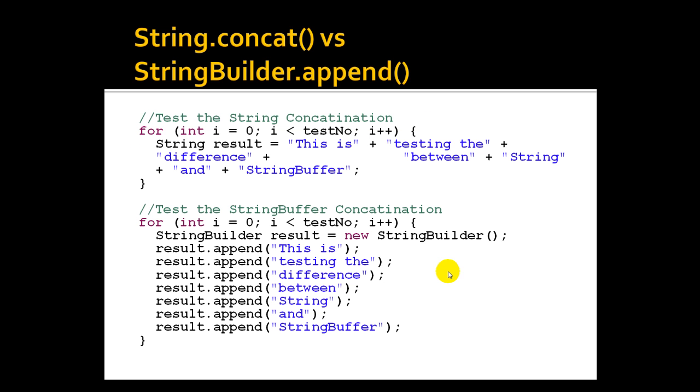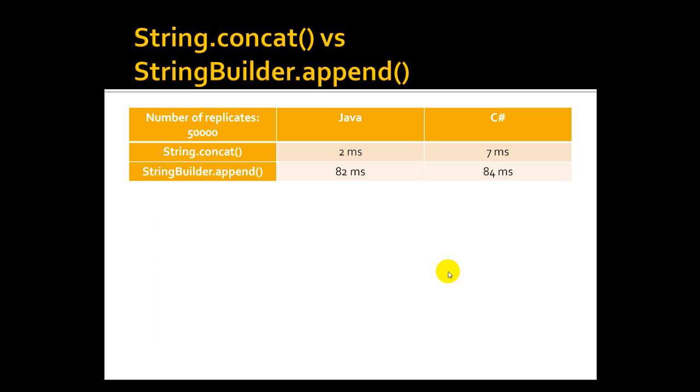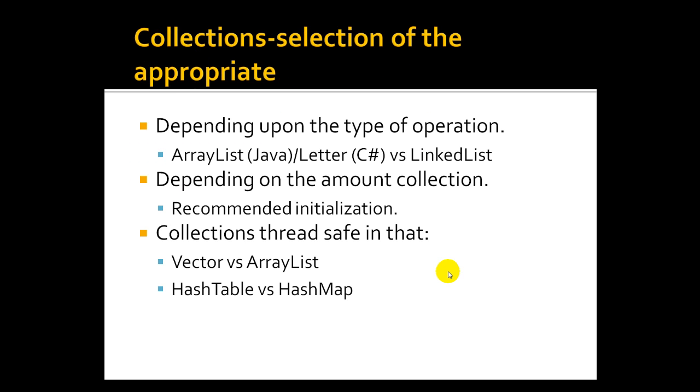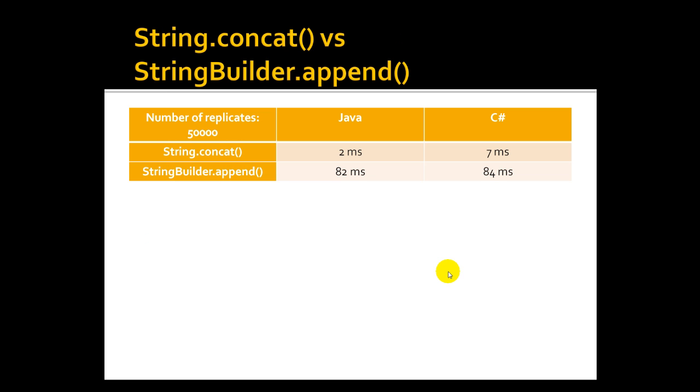Test the string concatenation. These are the two methods which will be compared in both languages, and the comparison table will be shown next. String.concat took only 2 milliseconds in Java, but it took 7 milliseconds in C#. StringBuilder.append took 82 milliseconds in Java, and it took 84 milliseconds in C#. When we compare both these methods, you can see that Java is more efficient.